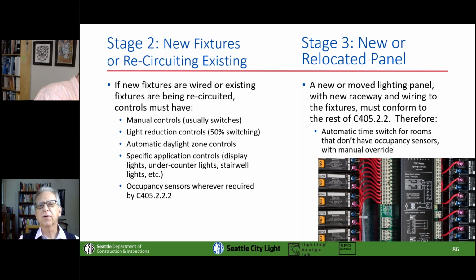Stage two is if you're adding fixtures or you're recircuiting things. Once in a while something comes up and things have to be rewired. Then you put in all those local controls, the switches. Oops, I left light reduction controls in there. That should say dimming. The daylight controls, those aux sensors, those would all go in. And then the third stage, if you're actually putting in a new lighting panel or moving it somewhere with new raceway, then you'd also add that whole automatic time switch system for everything that doesn't have aux sensors in it.